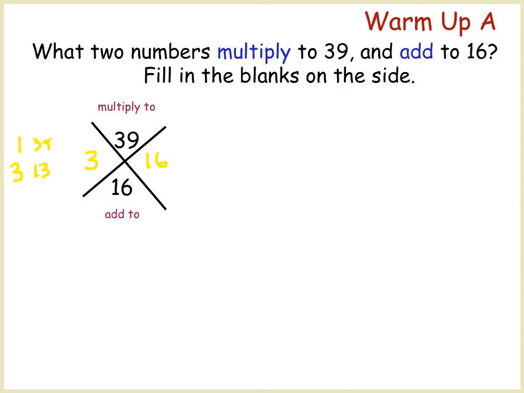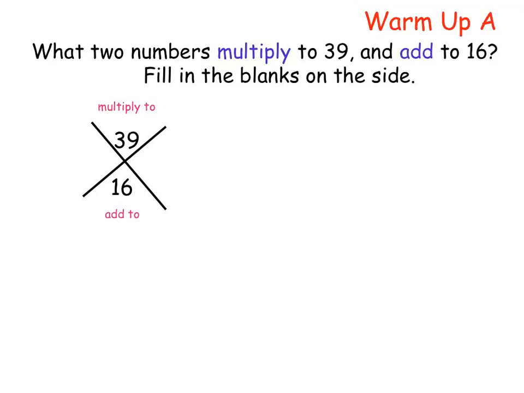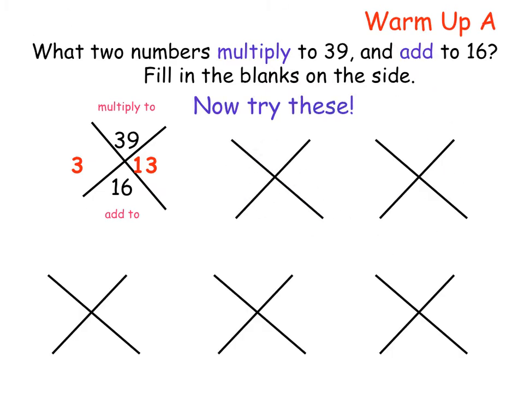So I want you to get in the habit of doing this. Now I want you to try a few on your own. Take a minute. Let's try one more together. What number multiplies to negative 12 and adds to 1? Remember, we put the product in the numerator and the sum or difference in the denominator. So the top one is the product and the bottom number is our sum or difference.